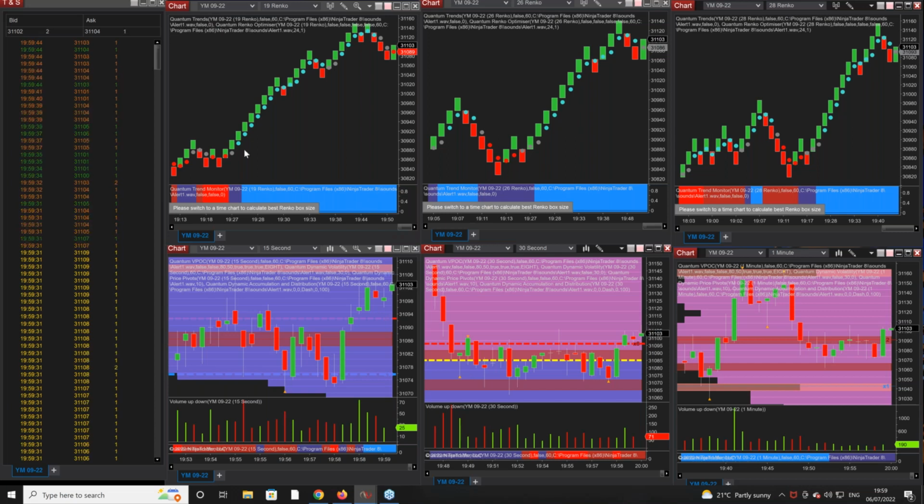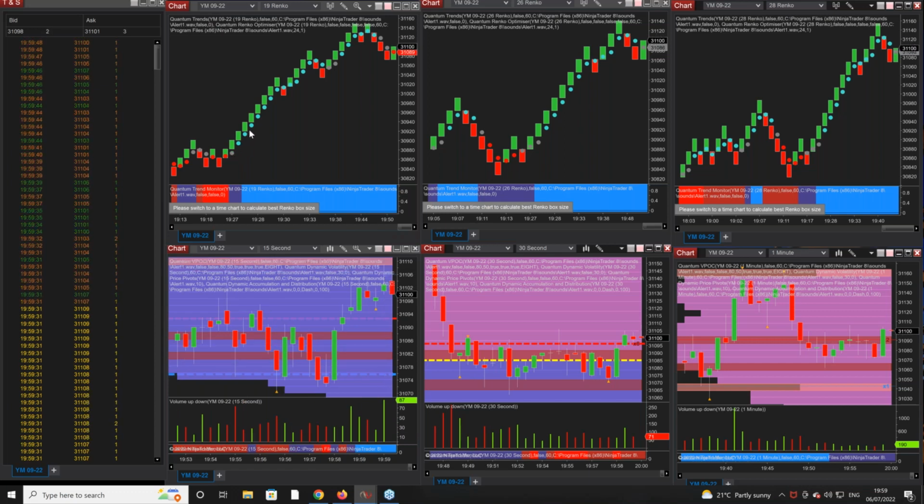And the other nice aspect with the Renko here are the trends, these little trend dots that change color. They're very close to the price action. When they're below, they're pushing up, pushing up, pushing up. Then the price action starts to reverse a little bit. No change on the trend monitor.